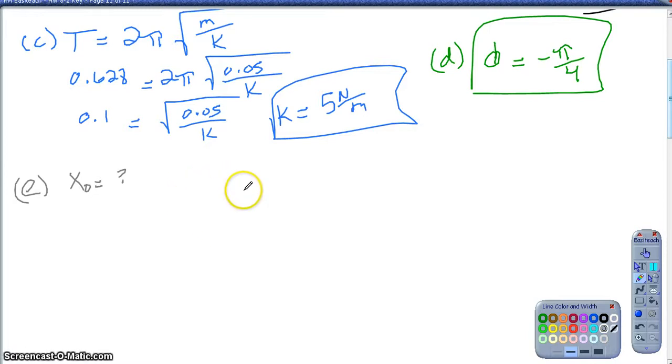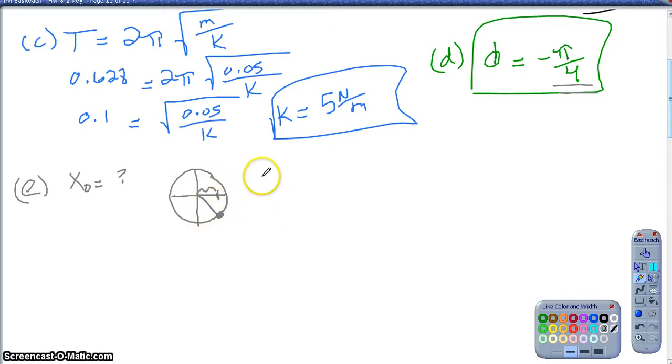So if I think about this, I just identified that the phase shift is negative pi over 4. Think about that in terms of the unit circle. So here's my unit circle. Negative pi over 4 is negative 45 degrees. So that would be at this position down here, right? If I want to find the initial starting position, I just want to find out what the horizontal component of that is.